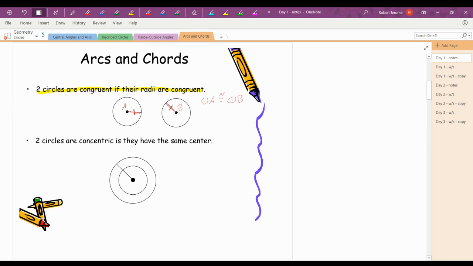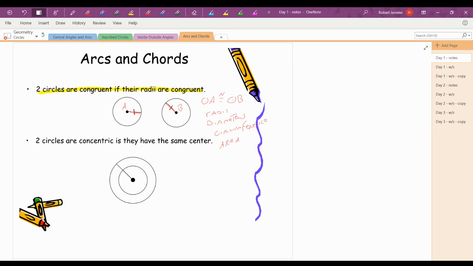Now, that means that their radius or radii are congruent, their diameters, their circumference, right, the distance around the circle, and their area. Everything about those two circles is identical. So if any of these are congruent, then the circles are congruent.